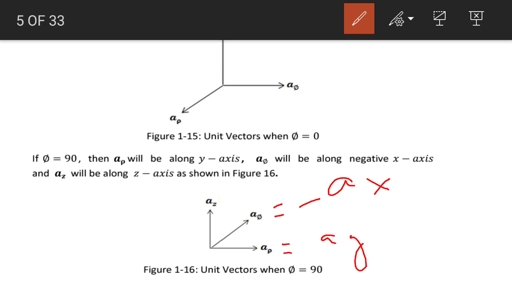If phi is 0, the location of these two unit vectors will be different. If phi is 45, the location will be different. If phi is 90 degrees, the location will be different. If phi is 180 degrees, the location will be different. So you need to know the location of these two unit vectors in the cylindrical coordinate system, and the third unit vector, which is az, will always be along the z-axis.